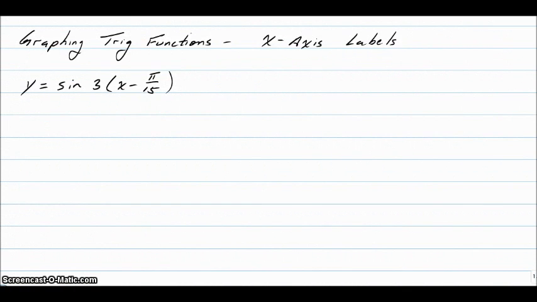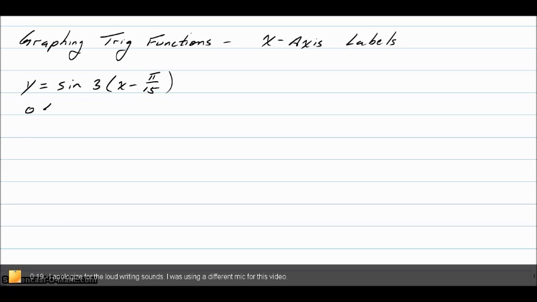Okay, so one of the tough things about graphing trig functions is coming up with those x-axis labels. It can be a little tricky because there's a lot of usage of adding and subtracting fractions. So I've got a function here that we're going to go ahead and graph, and we just want to figure out where the start and end points of this graph are.